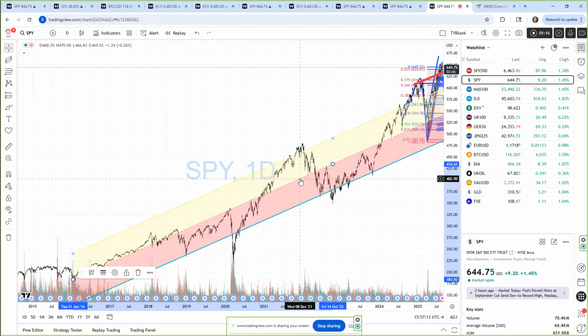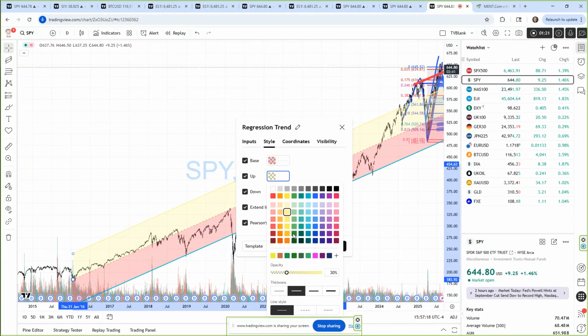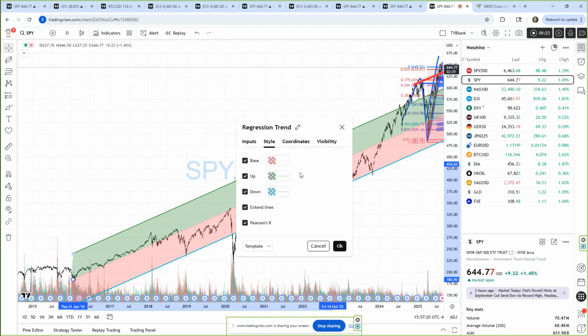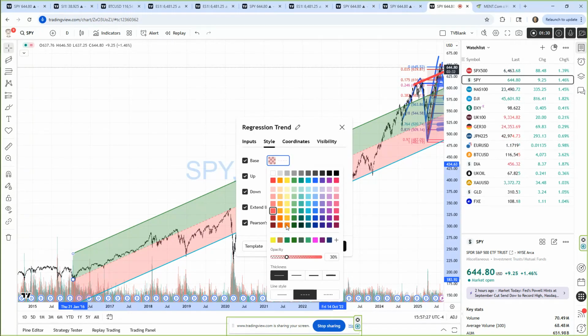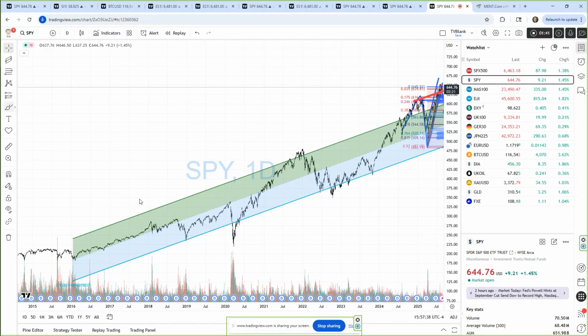And what I will do is I'll come in here and I'll change the colors. Up color, we'll make it kind of a green color, and down color, let's make it kind of a bluish color, and there we go. So now what this is telling you is outlier data getting outside of this channel, like right here. This is outlier range. This is unusual range.